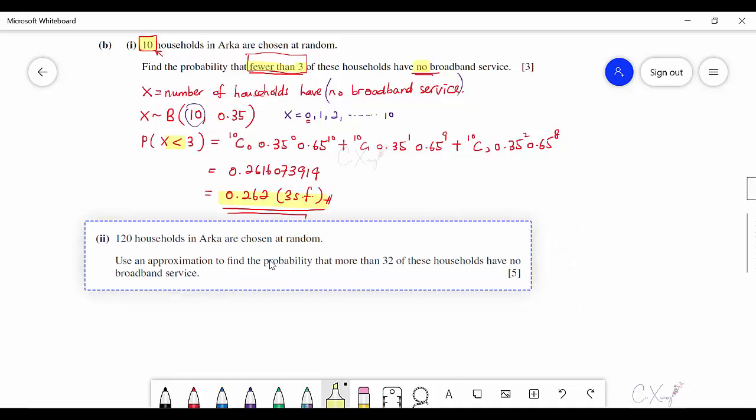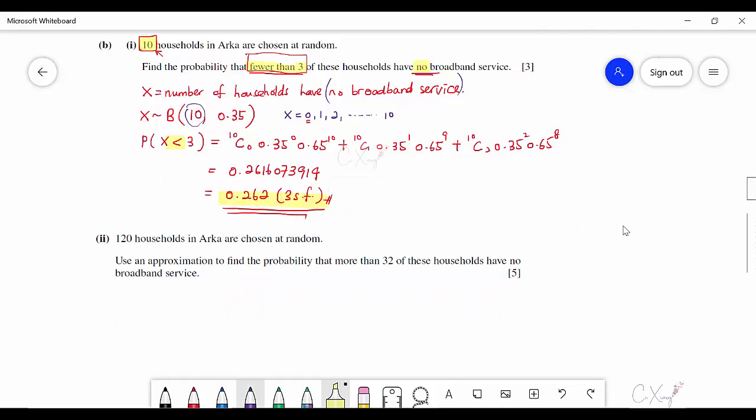Now instead of 10 households chosen at random, they are choosing 120 households. We are still having the same distribution, which is binomial, and the probability of not having broadband is still 35%. Then they show a keyword here: use an approximation. When you see this in the AS Statistics 1 paper, it generally means you need to change the binomial to a normal distribution to calculate the answer.